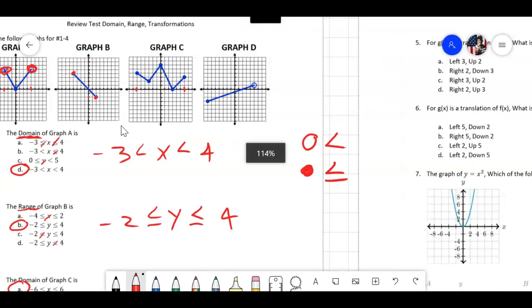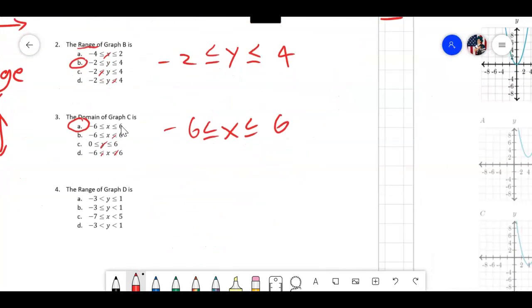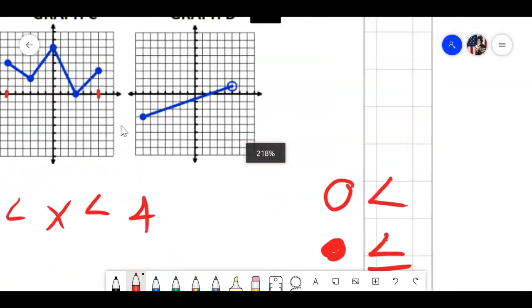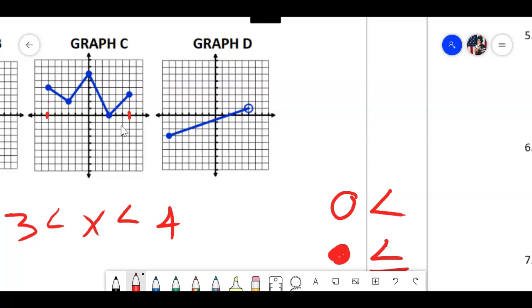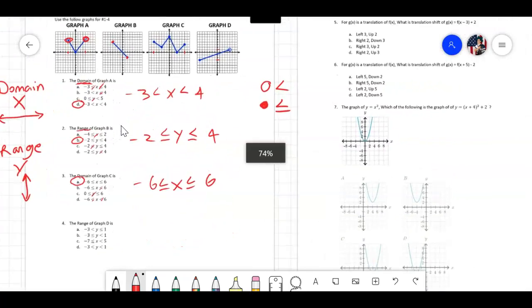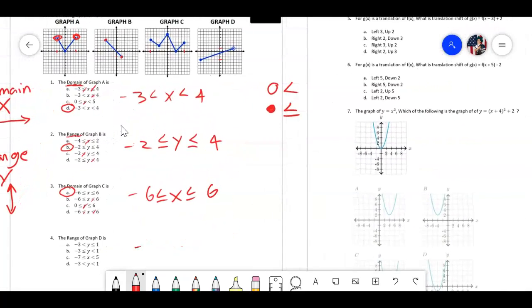All right, number 4 says find the range of graph D. So let's look at graph D. The range, so that means bottom to top. On the bottom, this y value is -3. The top, this y value is 1. So -3 and 1. We're talking about range, so it's y in the middle.